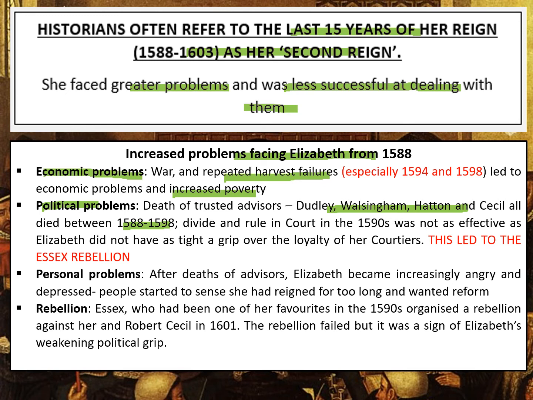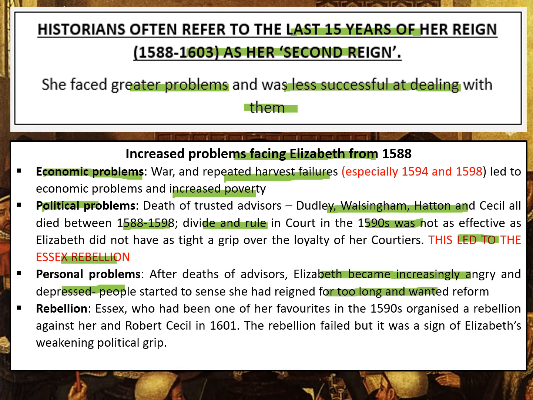So her system of divide and rule that she used in her Privy Council and court was not as effective in the 1590s as it had been during the early years of her reign, which is one of the things that had led to the Essex Rebellion. Not only had the deaths meant that divide and rule was not as successful, but also it affected Elizabeth deeply. She became increasingly angry and depressed, and there were some people that started to sense that she'd reigned for too long and wanted reform and a new monarch.